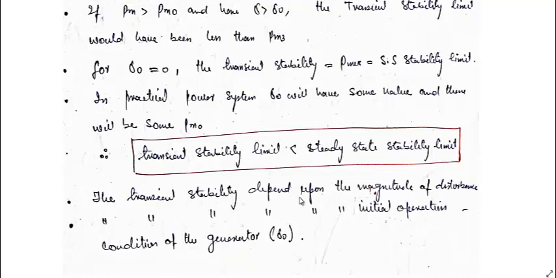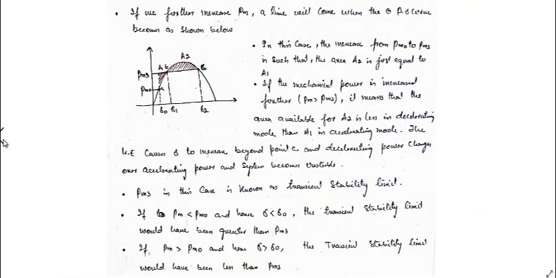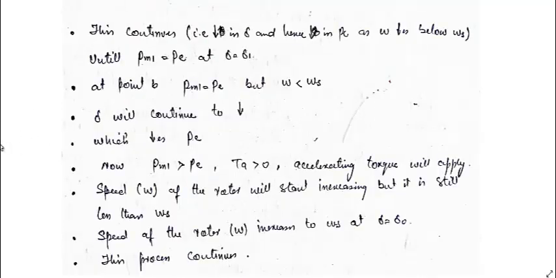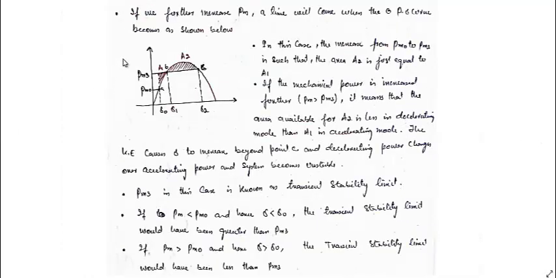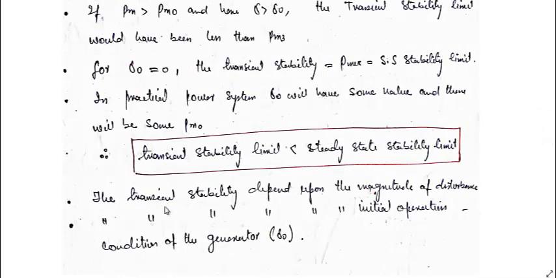So the transient stability limit depends upon the magnitude of the disturbance. As I have told you, we have discussed three magnitudes: Pm1, Pm2, and Pm3. Pm1 is stable, Pm2 is also stable, Pm3 is the critical stability limit. The transient stability depends upon the magnitude of disturbance, and it depends upon the initial operating condition, that is delta naught. So it depends upon how big the magnitude of the disturbance is and what the initial operating condition of the system is.